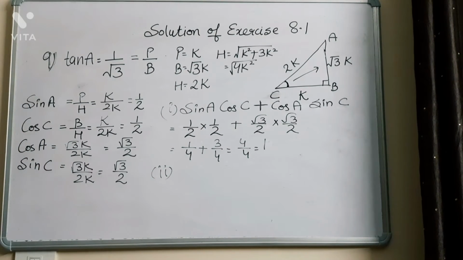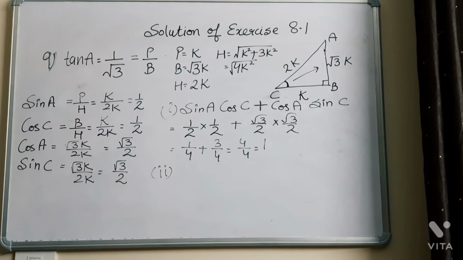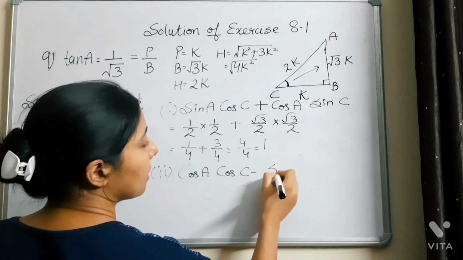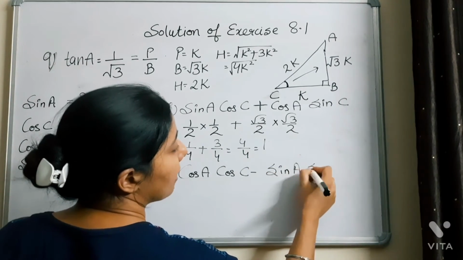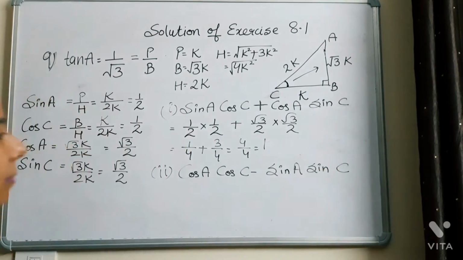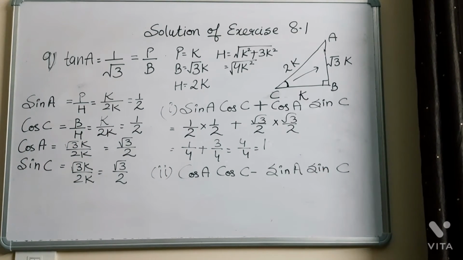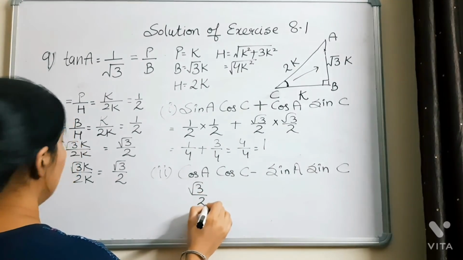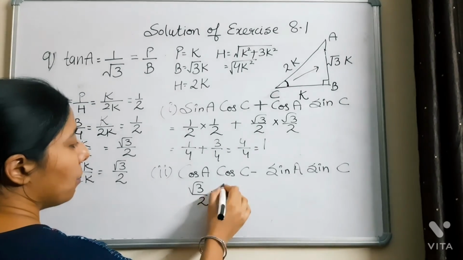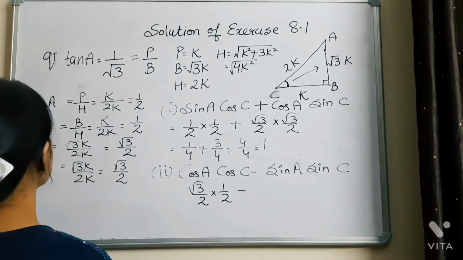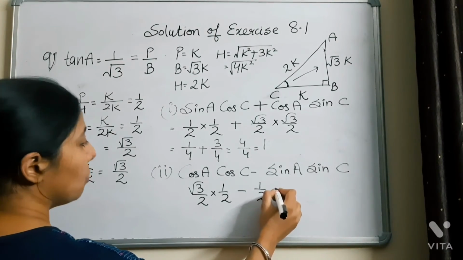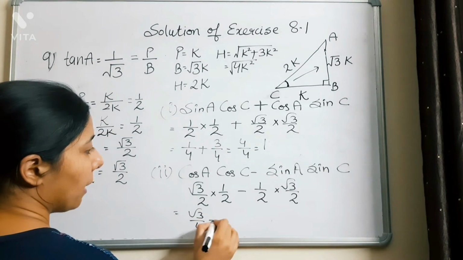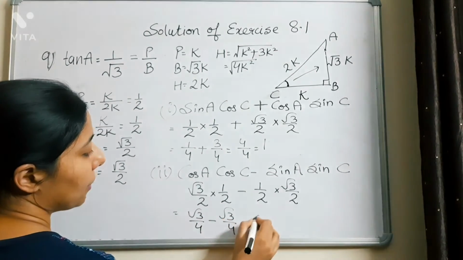In part 2 you have cos A, cos C minus sin A, sin C. Cos A will be root 3 by 2 and cos C will be 1 by 2. Sin A is 1 by 2 and sin C is root 3 by 2. So it comes out to be root 3 by 4 minus root 3 by 4 and your answer is 0.